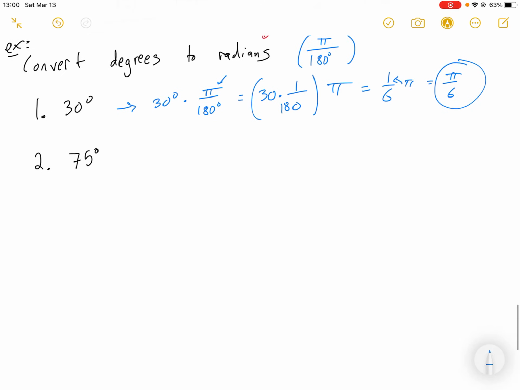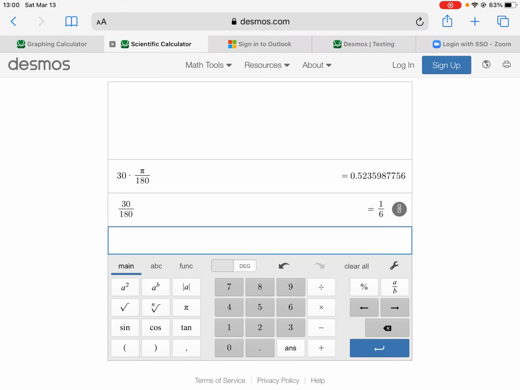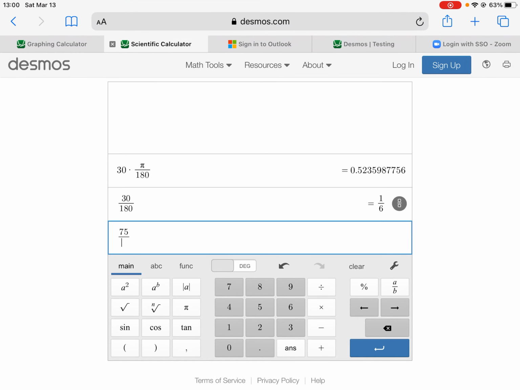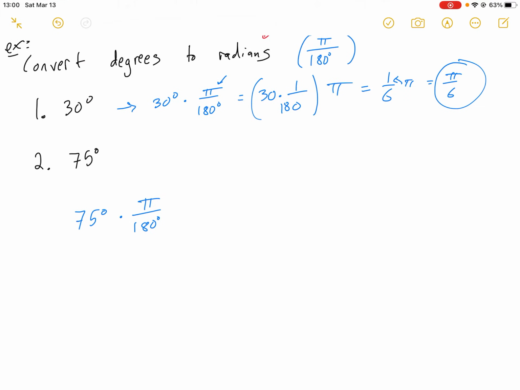Okay, let's go ahead and do the next one. So remember 75, all we really have to do is multiply by pi over 180. But let's go ahead and see what this fraction is. 75 over 180 would give me 5/12. So this is 5 pi over 12, and that would be my final answer.